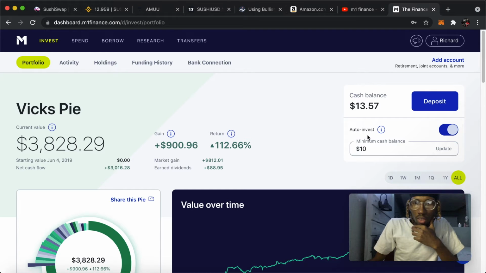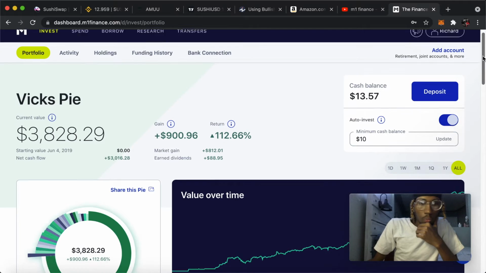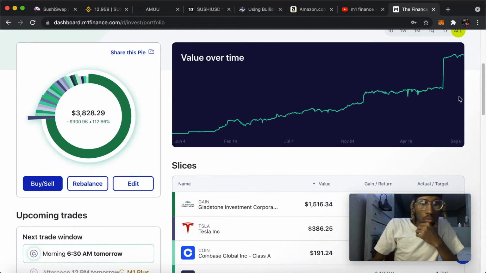This auto invest option is really self-explanatory. Basically, you see this $13.57. I just turned mine on today. My minimum cash balance is $10 and it's over $10. So with that being said, this money will be invested in more stocks. And it's not random. You actually get to choose them. So let's go ahead and keep walking through.